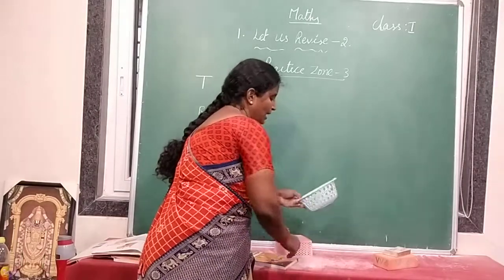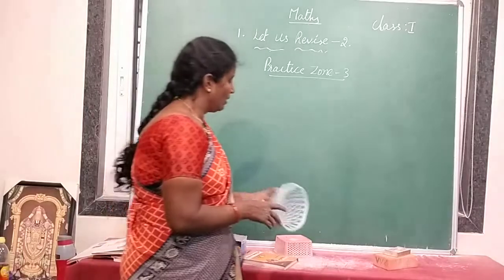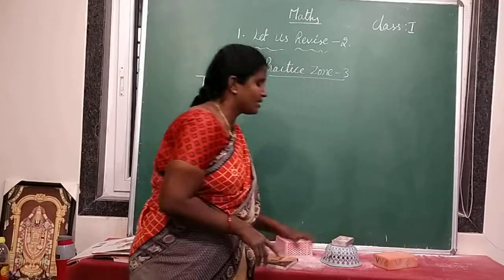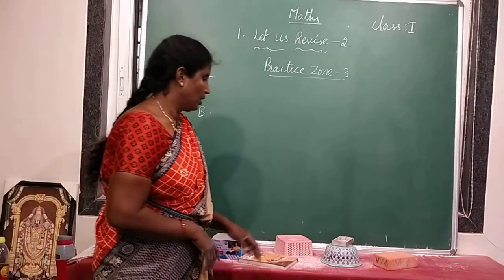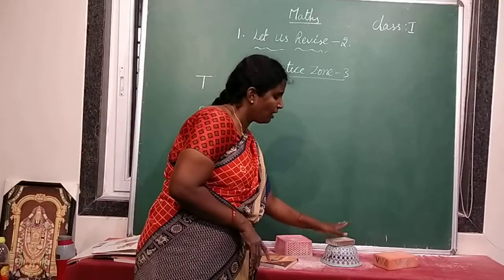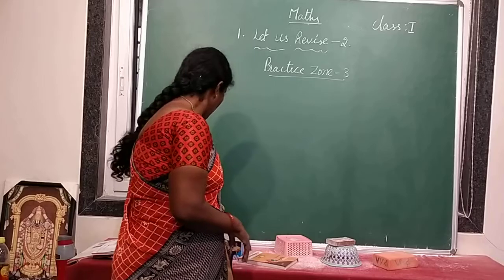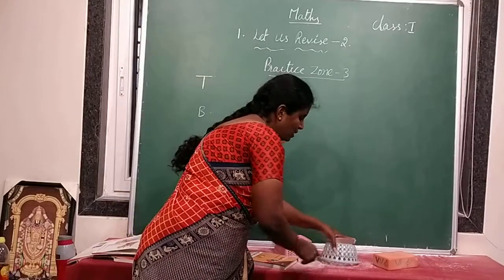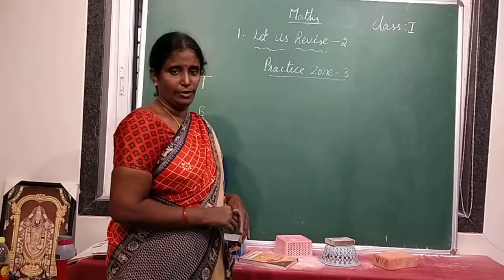Say one more basket is there. We have one more basket. I'm closing like this. Now, where is this matchbox? Is it at the top or on the basket? On the basket. And this chalk, I'm keeping the chalk under the basket.